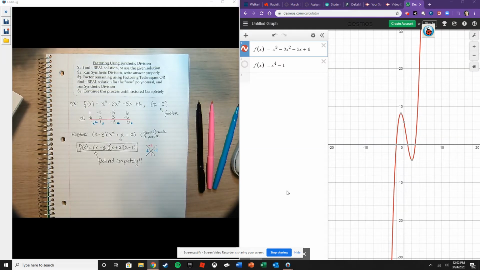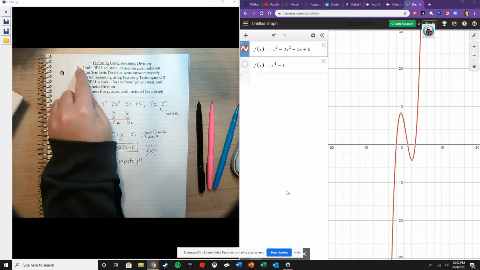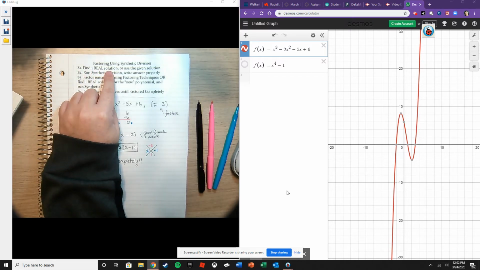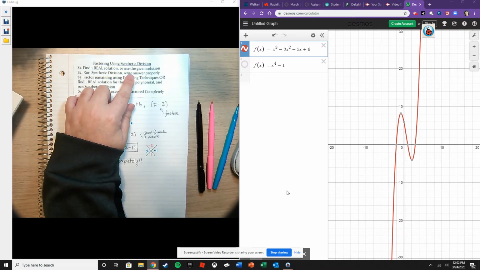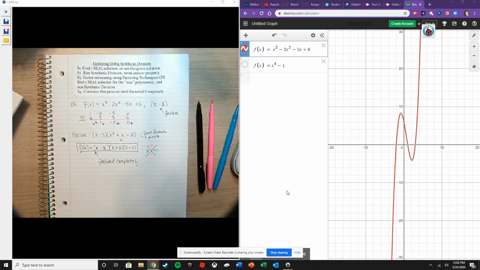All right, you guys. So I just want to talk to you about how to use Desmos in terms of when you're looking here and it says find one real solution or use the given solution. So when you're asked to find a real solution, you're being asked to find where your graph crosses the x-axis. So if you look over here, I took the problem that we just worked on in the last video.